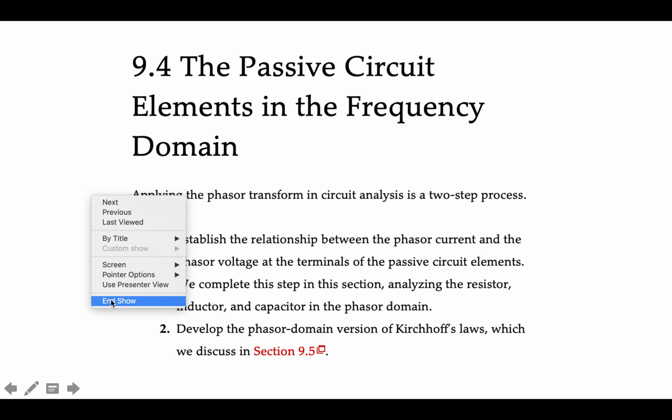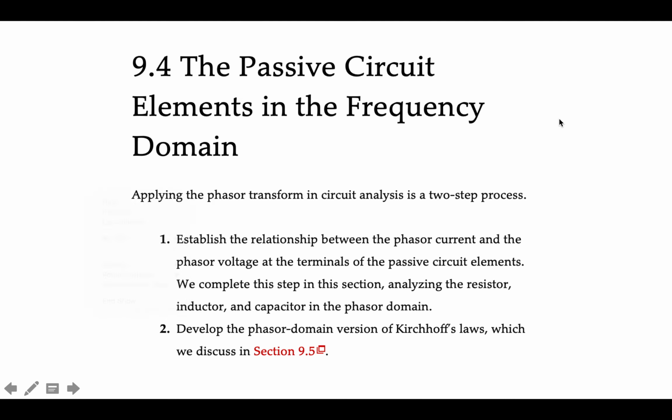I'm going to continue to refer to this as the phasor domain because actually frequency domain means something different in circuits too, and filters and electronics. And you notice here in the text the author uses phasor domain as well. So we'll end the video here and pick up with passive circuit elements in the next video.